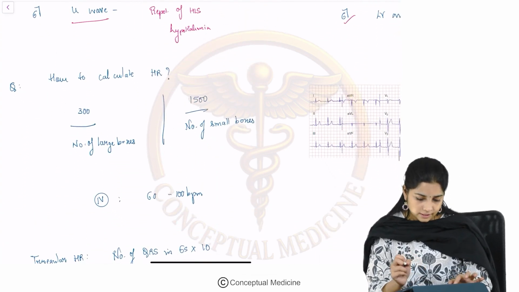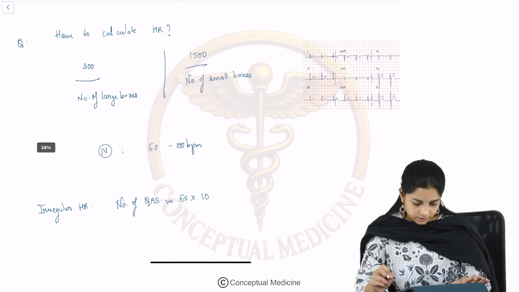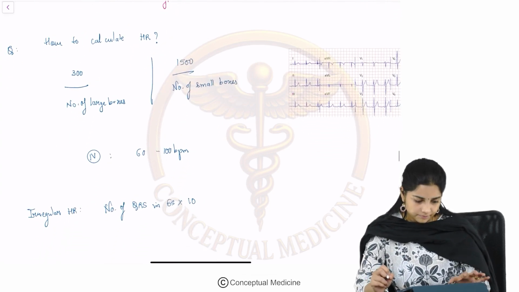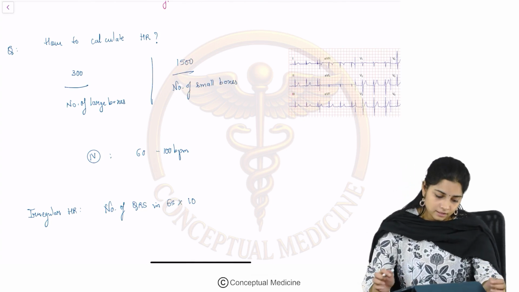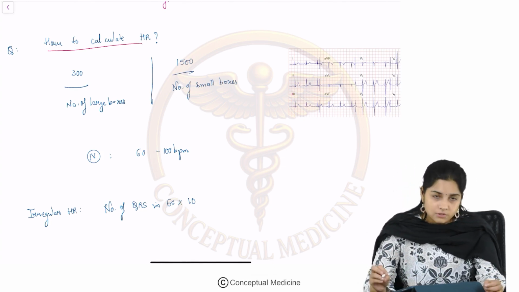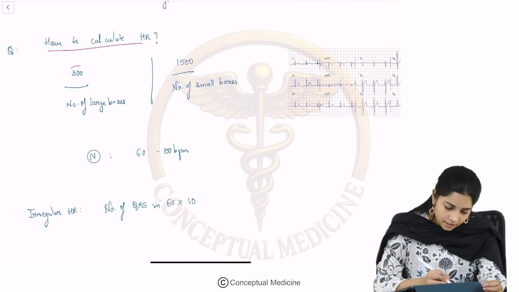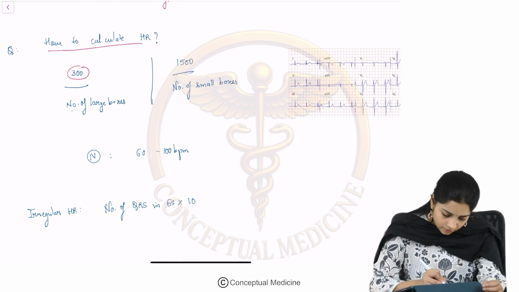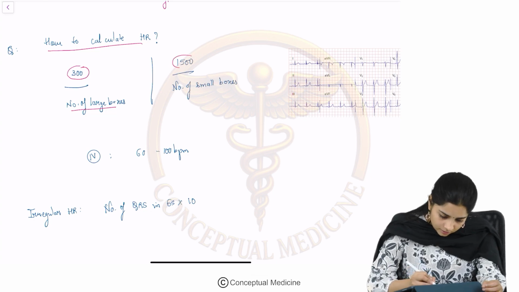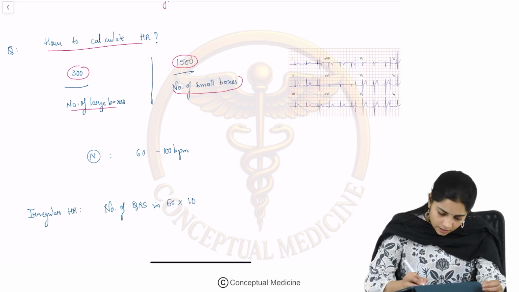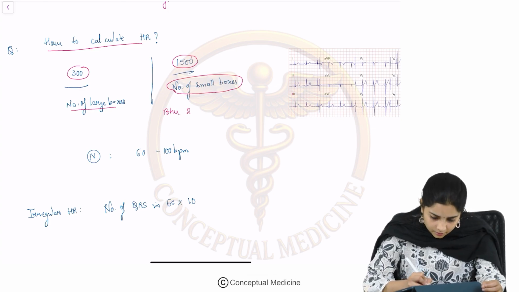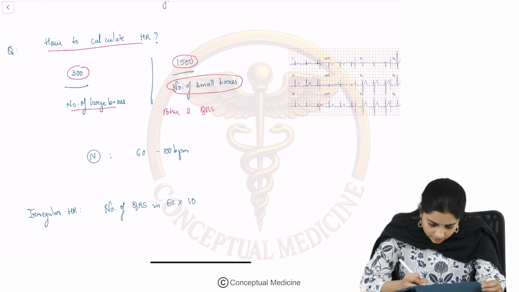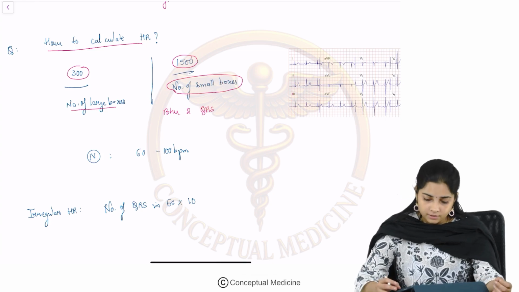How do you calculate the heart rate? The heart rate is given by the formula 300 divided by the number of large boxes, or 1500 divided by the number of small boxes, between two QRS complexes.